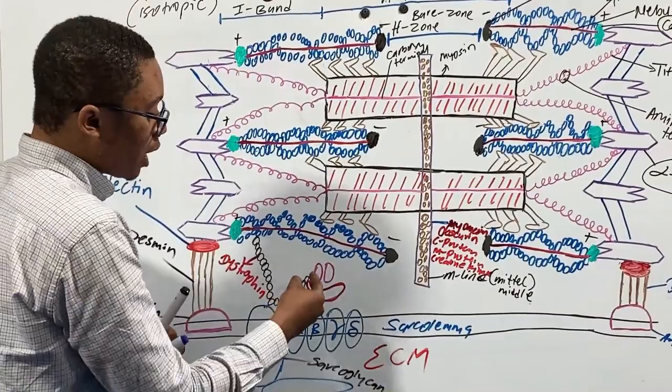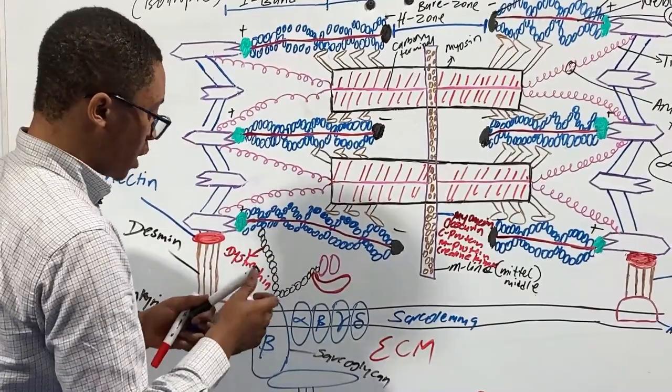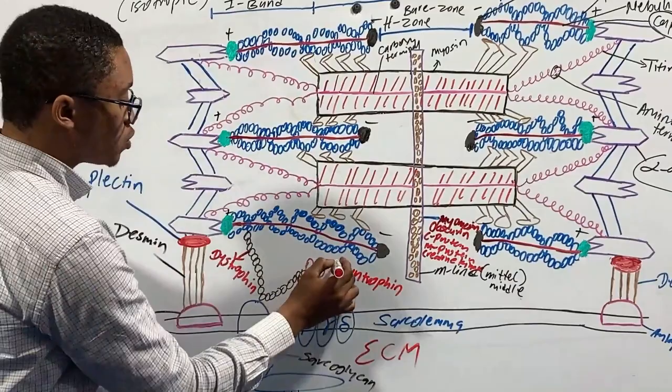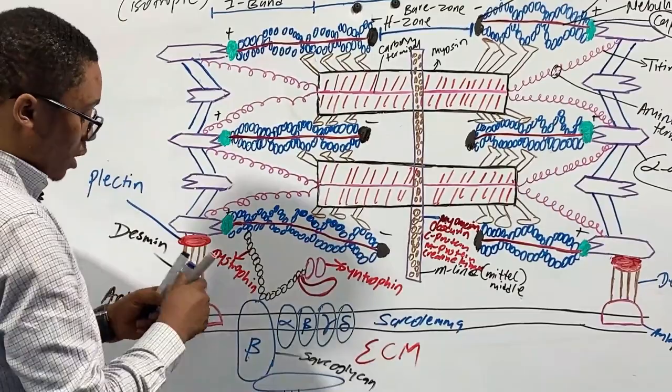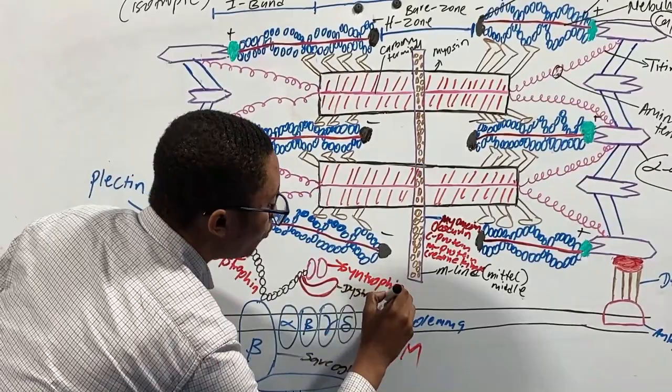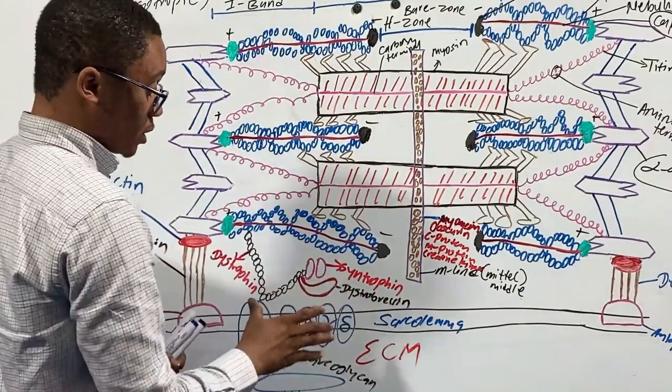This complex here is known as syntrophin. It attaches to the syntrophin, and this syntrophin attaches to another protein here, known as dystrobrevin. These proteins are very, very important.